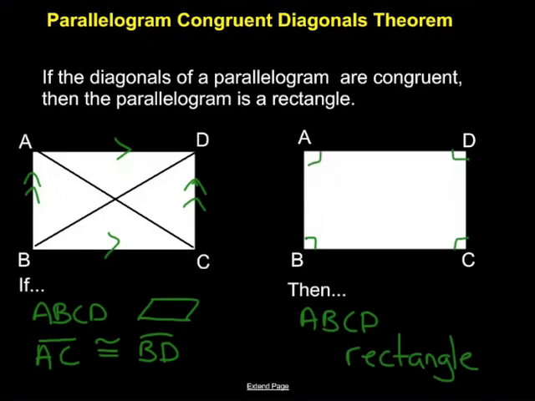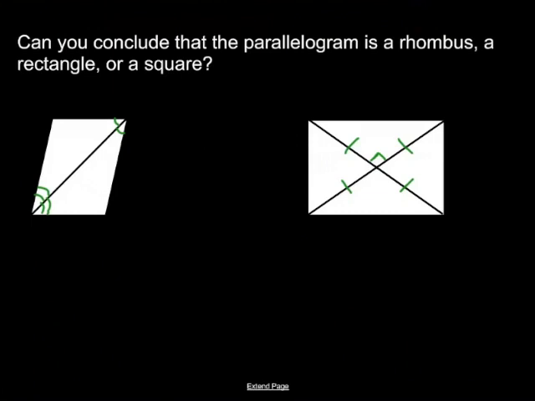So we can conclude that a parallelogram is a rectangle if the diagonals are congruent, and we can conclude that it's a rhombus if the diagonals bisect the opposite angles, or if the diagonals are shown to be perpendicular, as in the first 2 theorems. So let's try and practice these theorems. Can you conclude that the parallelogram is a rhombus, a rectangle, or a square?